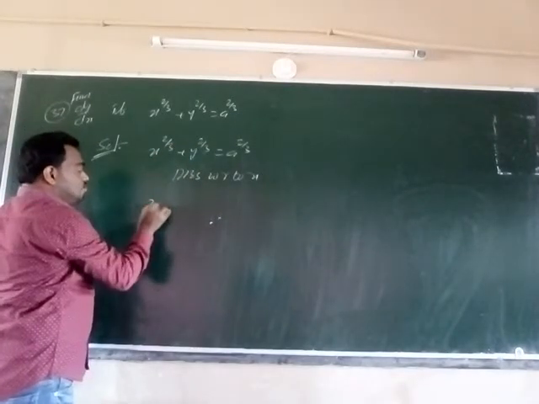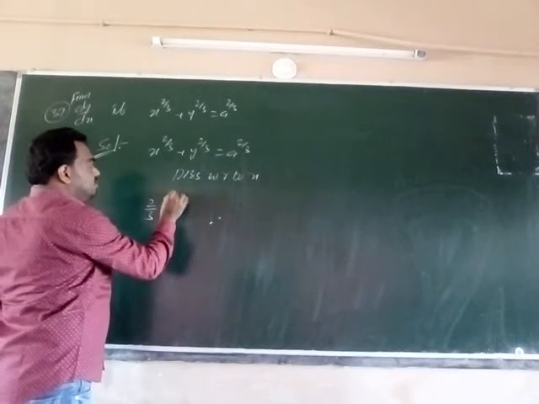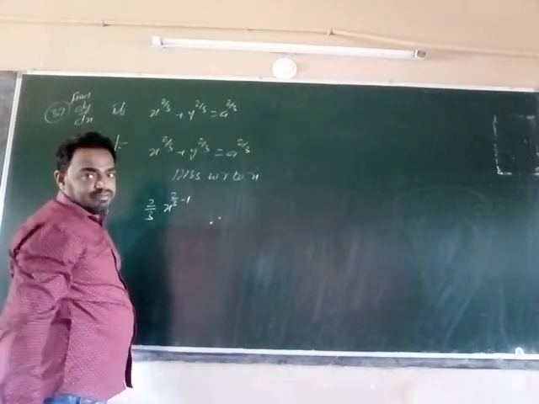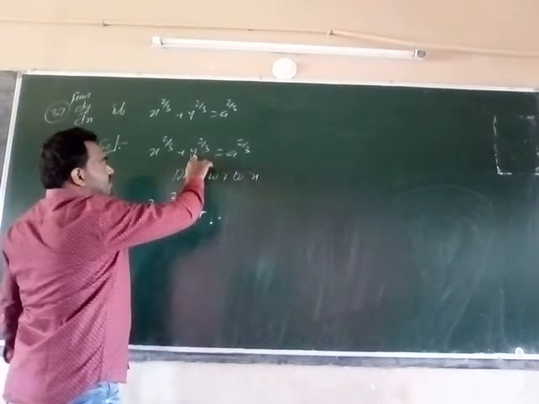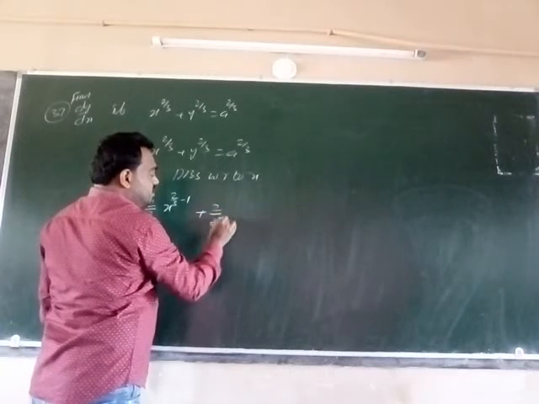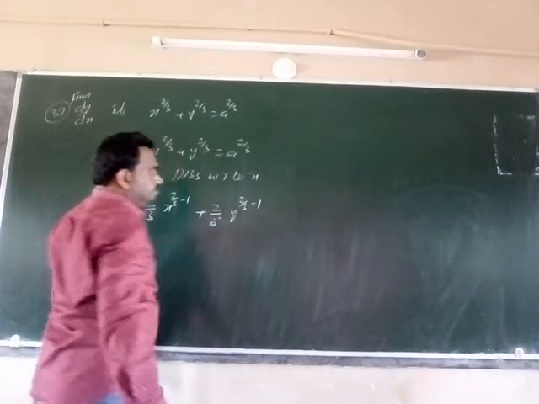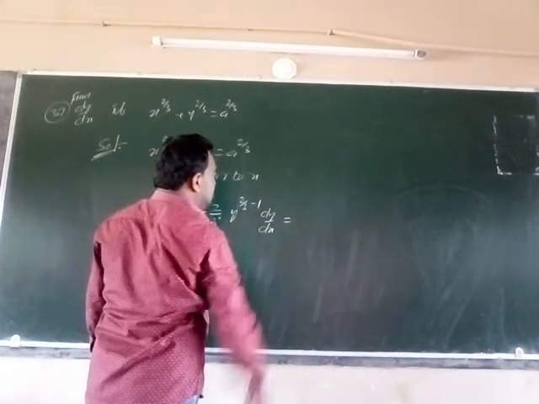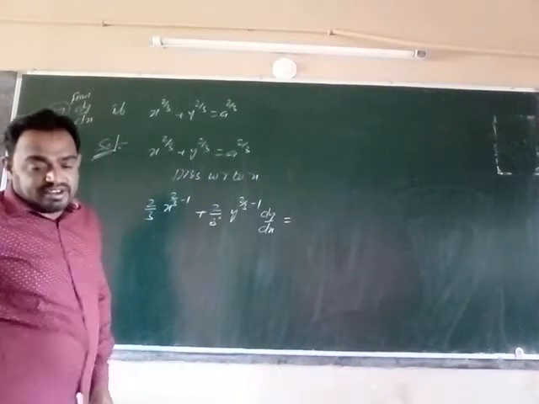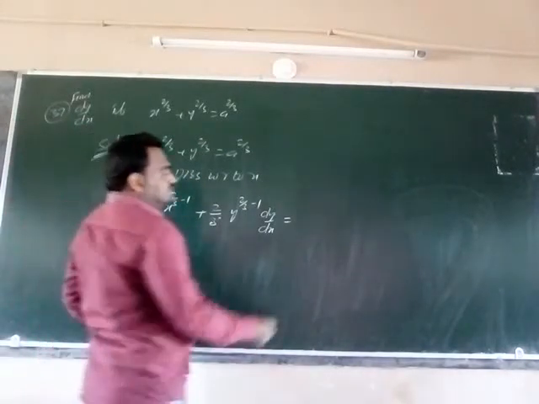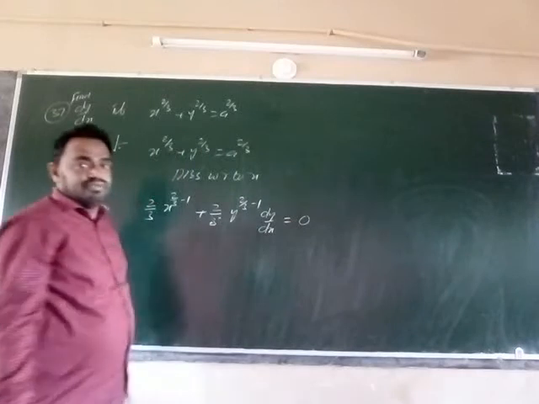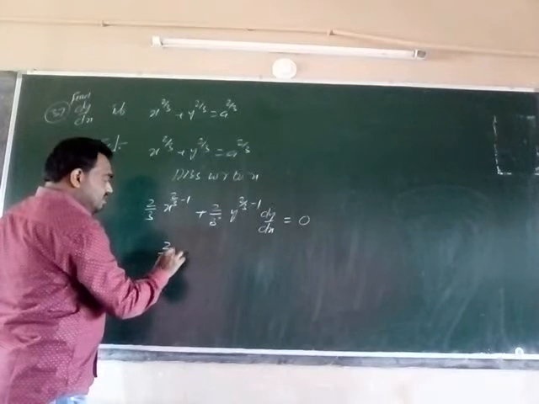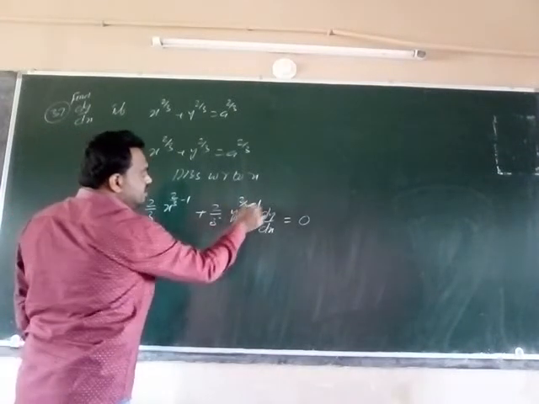So this is 2 by 3 into x power 2 by 3 minus 1 into the derivative of x with respect to x, which is 1 only, plus the derivative of y to the power of 2 by 3, which is 2 by 3 into y to the power of 2 by 3 minus 1 into dy by dx, equal to the derivative of a power 2 by 3. A power 2 by 3 is a constant, so the derivative of a constant is 0.